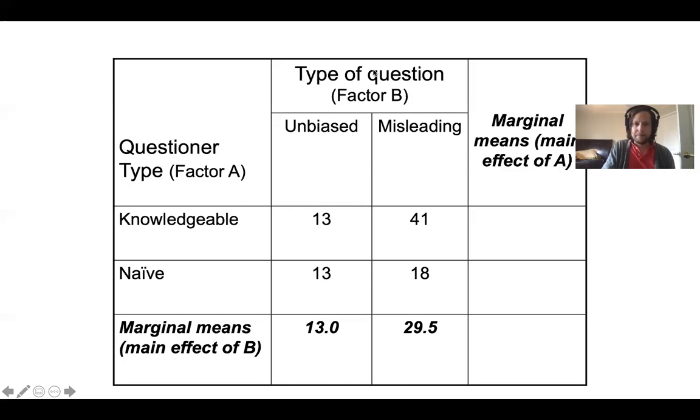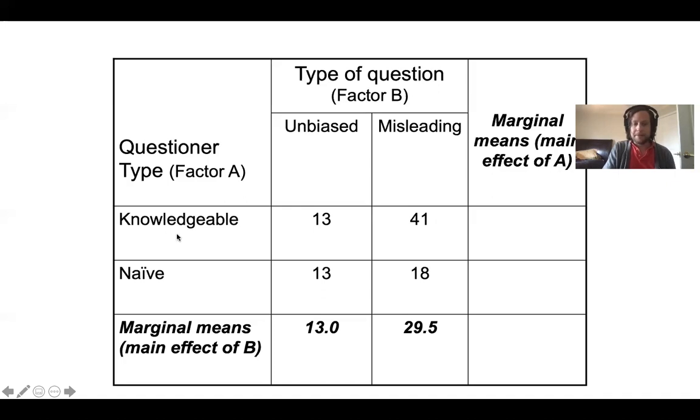And for the main effect of B, we don't care about the questioner type at all. And so we smash those two numbers. This one is the knowledgeable person, and this is the naive person. We don't care about the difference between those two, so we just take the average of the two, and that gives us the 13.